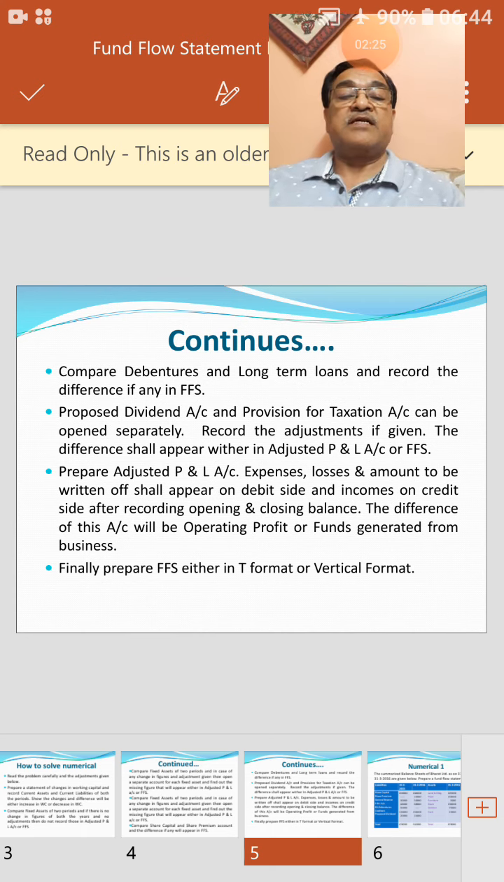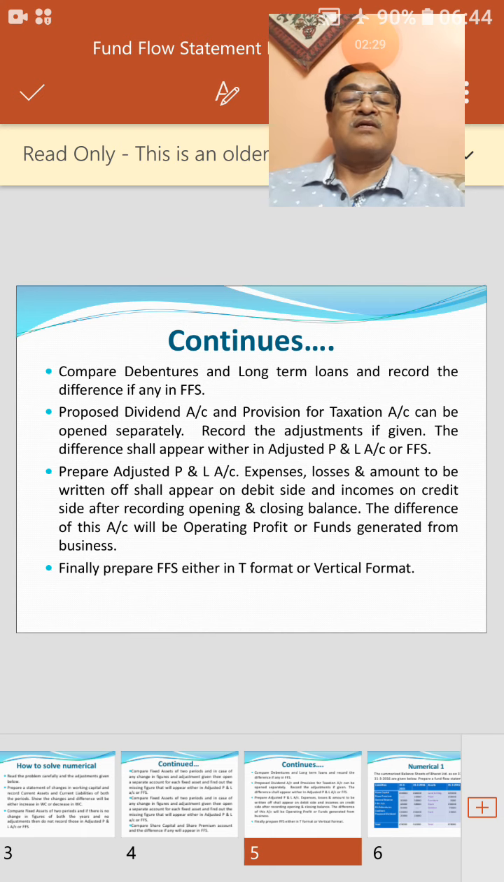Prepare proposed dividend account and provision for taxation account separately. Record the adjustments if given in the form of adjustments, and the difference, if any, shall appear either in adjusted P&L account or fund flow statement.